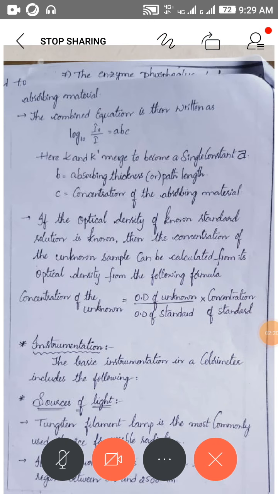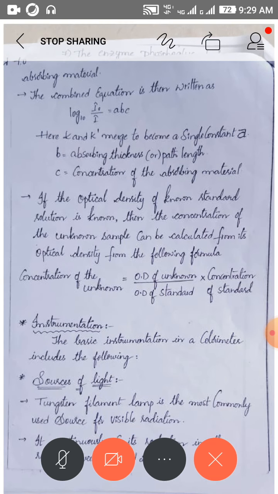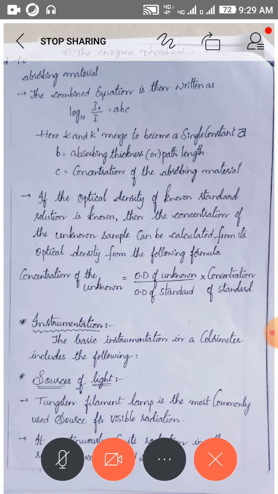Next one is the Beer-Lambert law. Beer's law and Lambert's law combined together form the Beer-Lambert law. The light absorbed is directly proportional to the thickness of the material and the absorbing molecules. The combined equation is written as log10 I naught by I is equal to ABC. Here K and K dash merge to become a single constant A, B is the absorbing thickness or path length, and C is the concentration of the absorbing material.